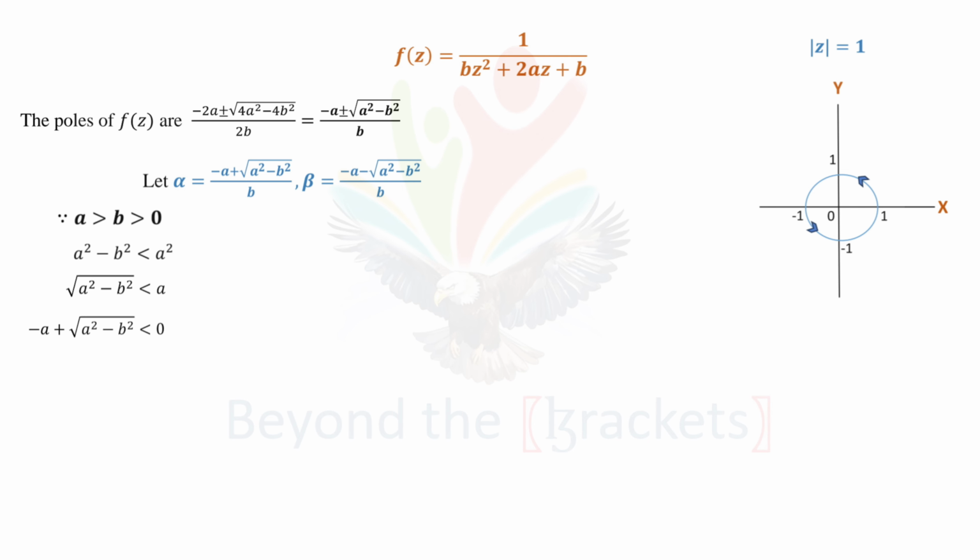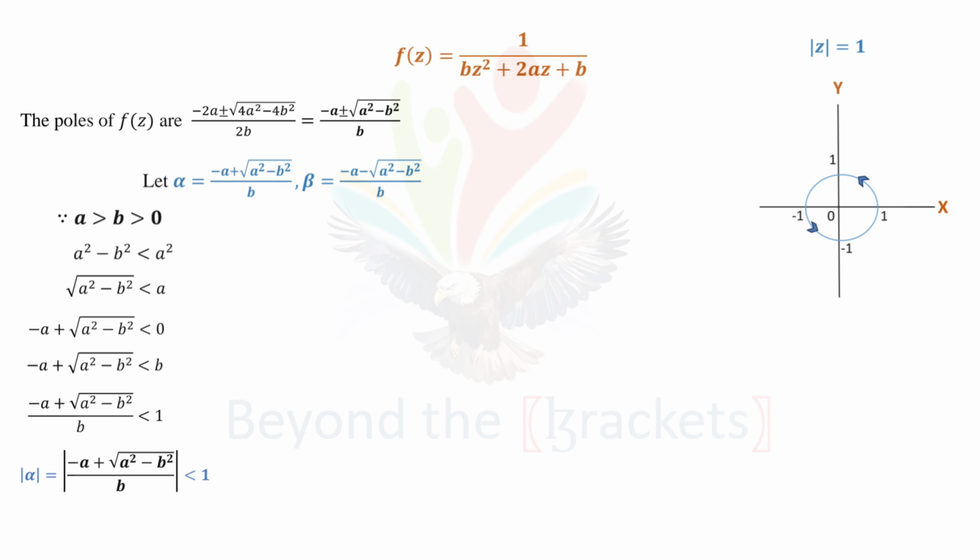And we know that 0 is less than b, so minus a plus square root of a square minus b square will be less than b. Dividing throughout by b, we get minus a plus square root of a square minus b square by b will be less than 1. Since modulus of alpha is less than 1, alpha lies inside the unit circle.